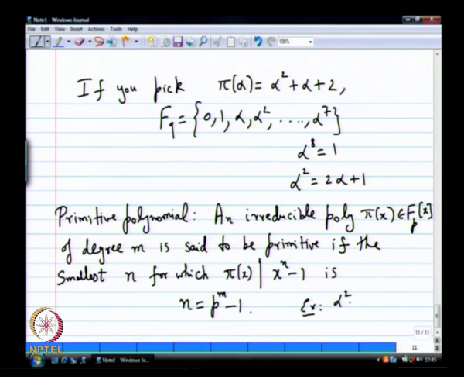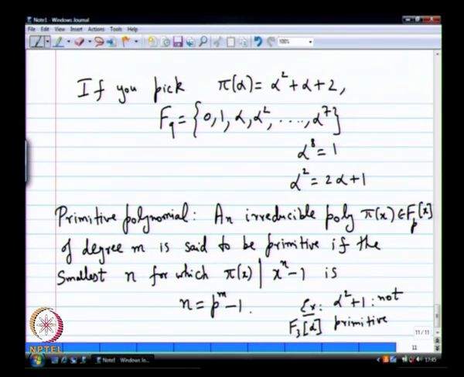Alpha squared plus 1 is not primitive, of course in F3 of alpha. So this example is for F3 of alpha. Okay, don't spend too much time digesting this definition. It's not too crucial.